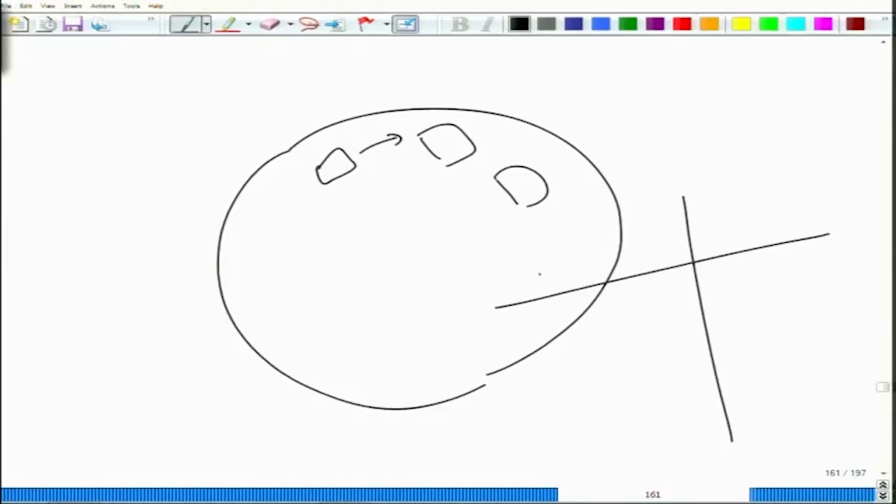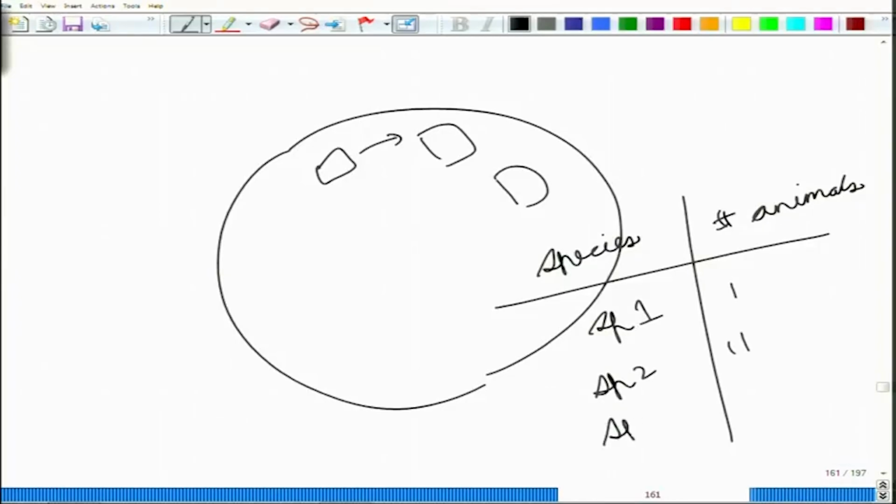Then after 1 hour has elapsed, you will take out all the frogs one by one, you will see what species they are, and what is the number of animals that you have. Essentially you will make a table. This is species, this is number of animals. Suppose first one is species 1, you saw an animal, then species 2 you saw 2 animals, then species 3 you saw an animal, then species 1 you saw another animal, then species 4 you saw 3 animals, then again you saw 2 animals of species 1, 1 of species 2, 1 of species 1, and so on.